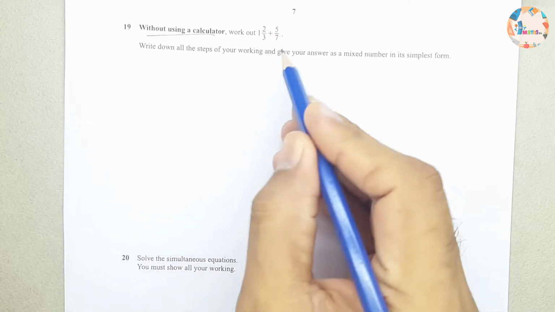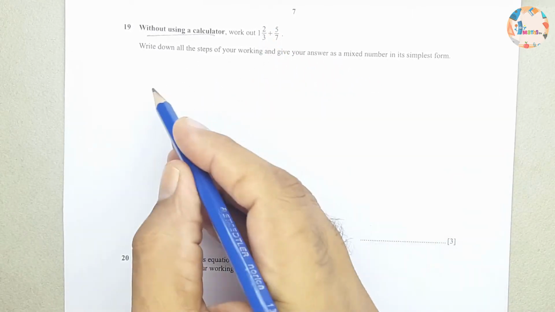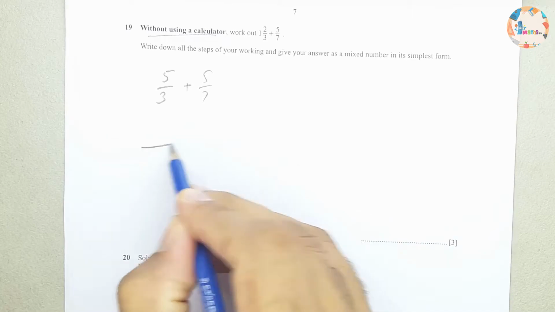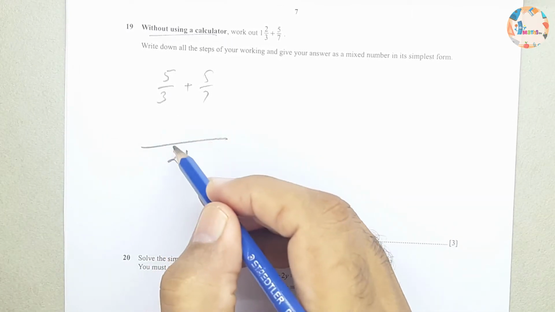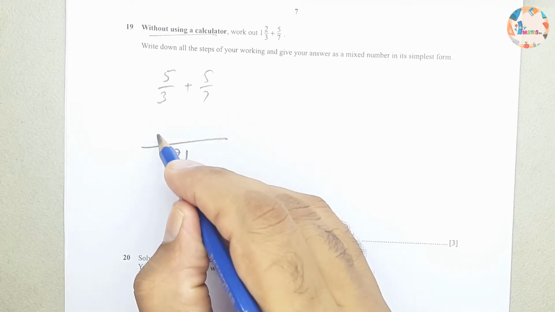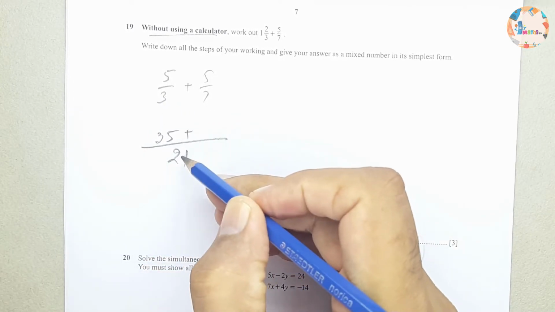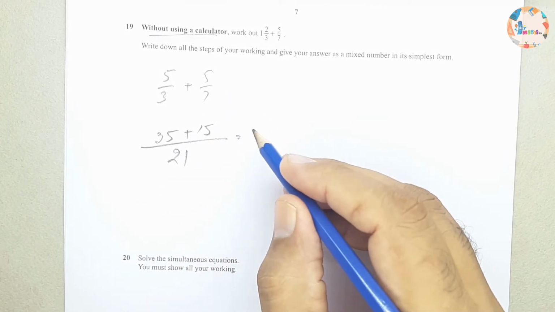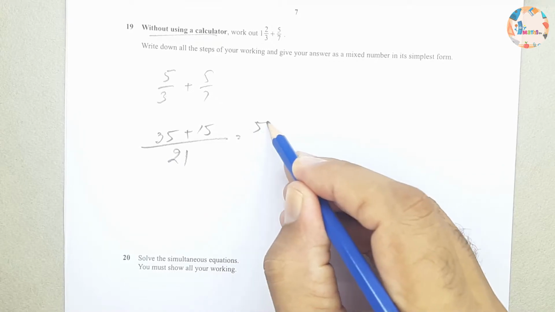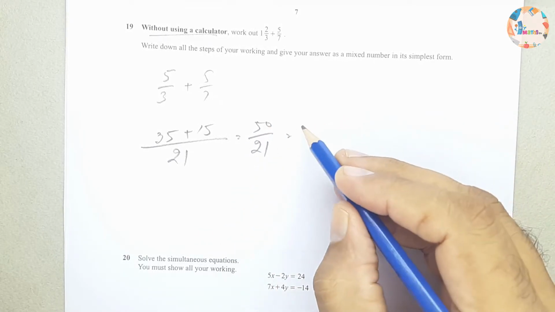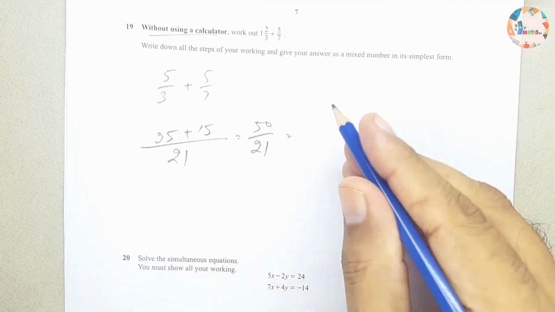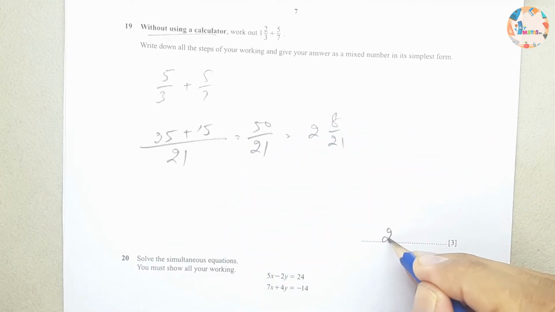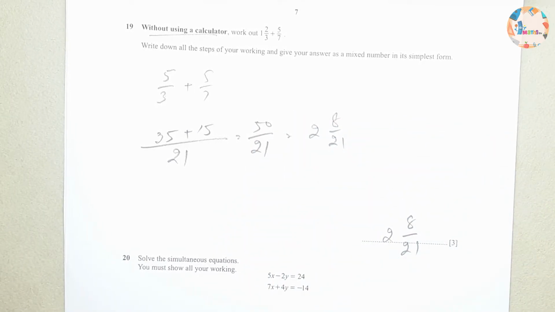So 1 whole 2 by 3, we can write 3 ones are 3 plus 2, 5 by 3, and plus 5 by 7. 21 will be the LCM, so 21 divided by 3 will be 7. 7 into 5 will be 35, plus 21 divided by 7 will be 3. 3 into 5 will be 15. So 35 plus 15 will be 50. So 50 divided by 21 will be equal to 2 whole 8 by 21. You can use a calculator also to convert this. 2 whole 8 by 21 will be the answer.